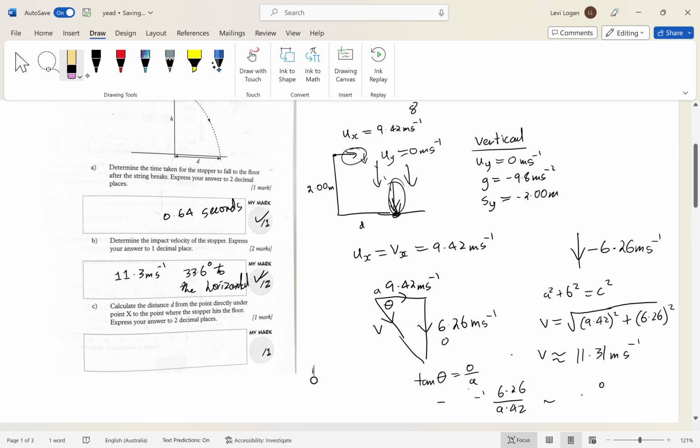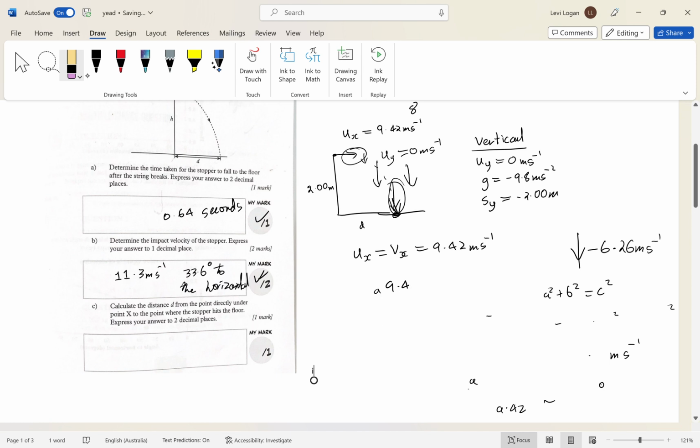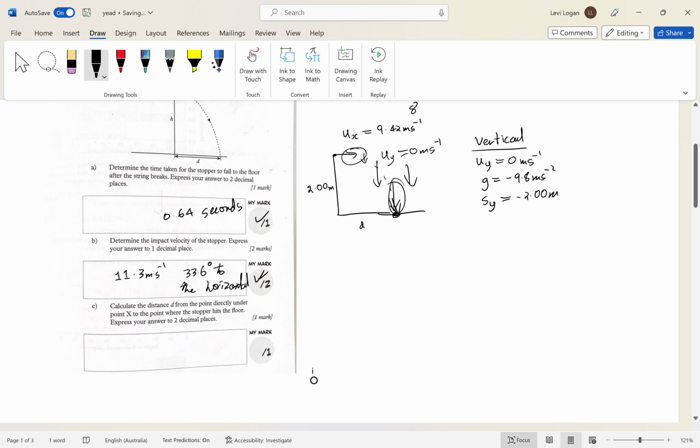Alright, now we've got that out of the way, I'm just going to rub this out. And the last part, C, is pretty simple. It's basically asking what's the distance the ball or the rubber thing travels once it's been released horizontally. So it's basically just asking for this distance here, where it lands, how far it lands from where it's been cut. So that is just s of x equals u of x times t.